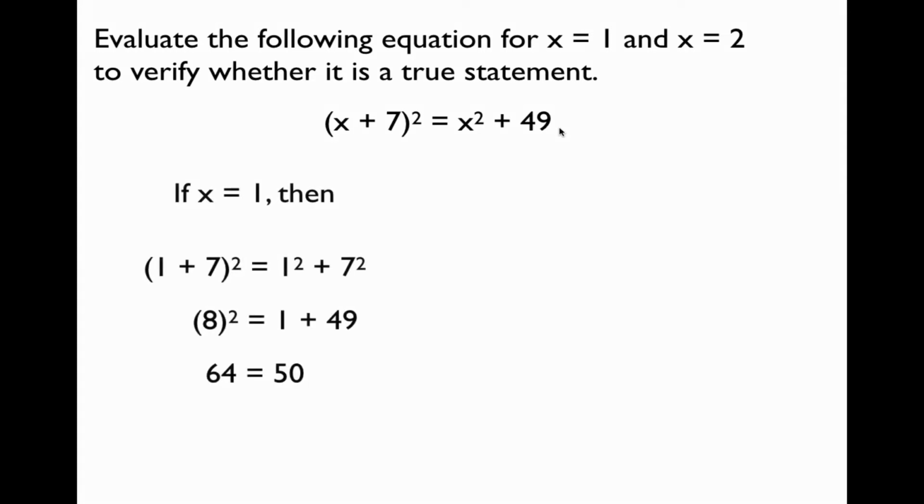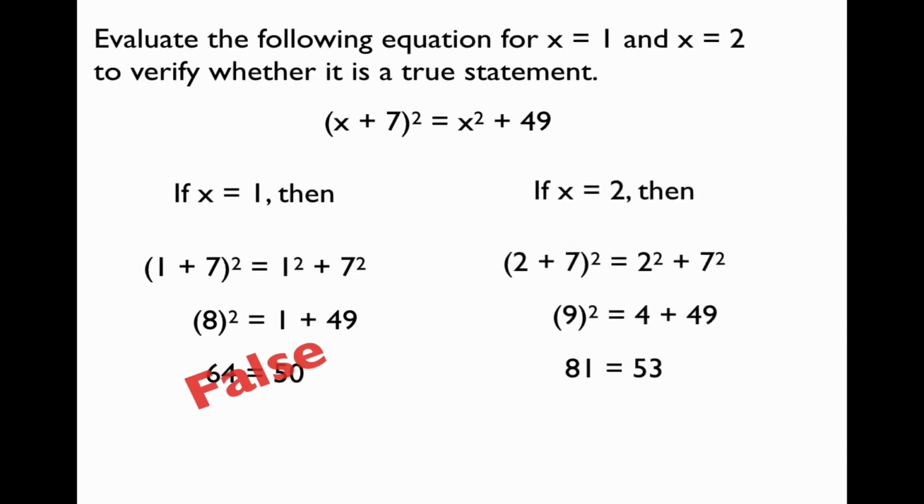So if you plug in a 1, what we get is 1 plus 7 squared, following the order of operations. 1 plus 7 is 8. 8 squared is 64. But if we square 1 and square 7, we get 1 and 49. That equals 50. And 64 is not 50. So that statement is false. Let's try it with a 2. If you plug in a 2, following the order of operations, the left side evaluates to 81, and the right side evaluates to 53. And so that's false as well.